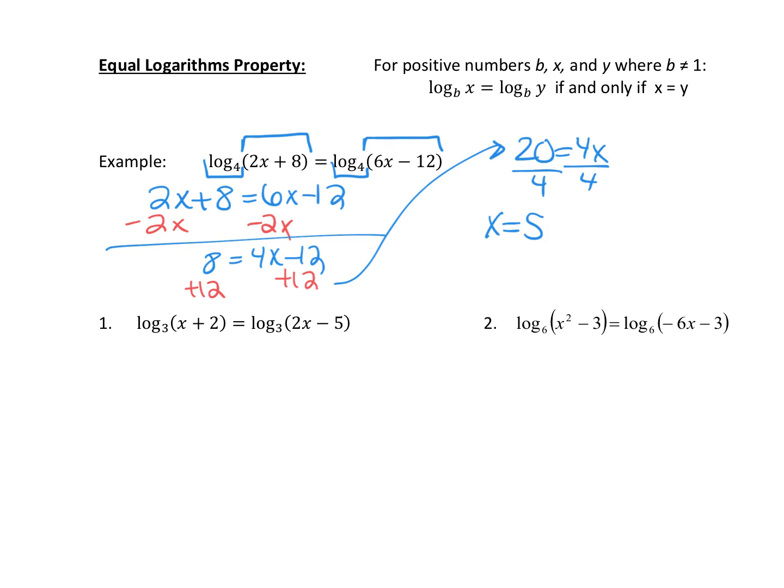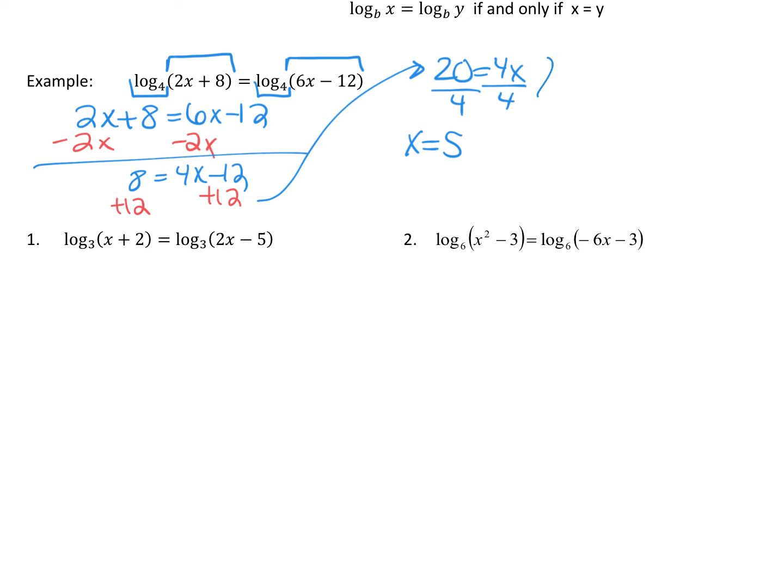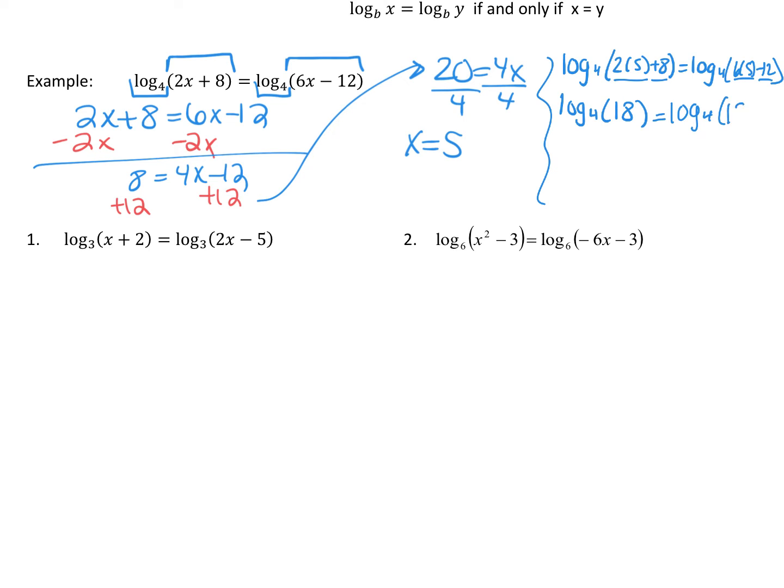Now to check this, I'm going to plug it back into the original equation. So I'm going to say, okay, log base 4 of 2 times 5 plus 8 should be equal to log base 4 of 6 times 5 minus 12. On the left side, I'm going to have log base 4 of 18 because I have 10 plus 8. And I also have 30 minus 12, which is also 18. So since log base 4 of 18 is equivalent to log base 4 of 18, I know that 5 is my solution.